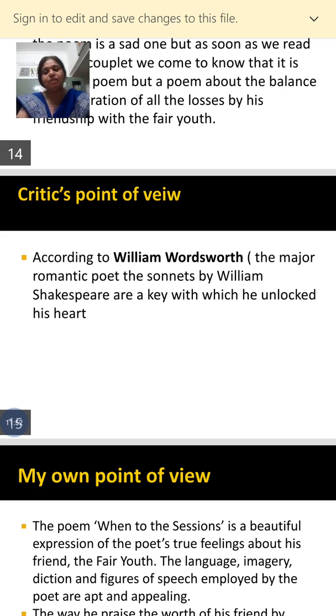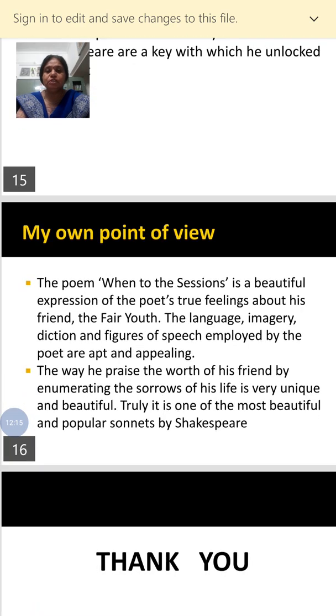Heart means feelings. We come to know about the soft feelings of Shakespeare towards his friend, the fair youth, and the dark lady only through the sonnets. So that is why he called those sonnets a key. So this is very, very important that William Wordsworth said this about him. Then my own point of view means you have to write your own point of view while dealing with this point. So you can write anything which you felt about the poem, and these are some of the examples.